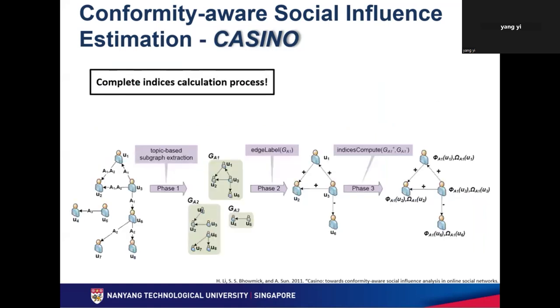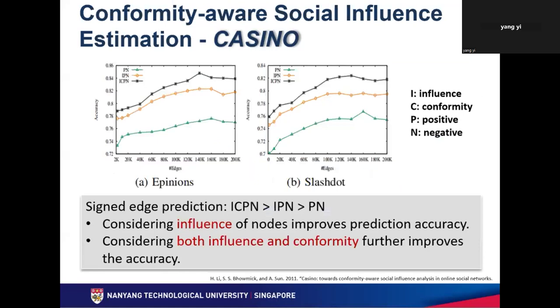Putting all that together, we show the whole procedure for the computation. Given a large network, the network may contain different topics. On the left-hand side, A1, A2, A3 mean different topics. For different topics, we can extract topic-aware subgraphs. For each topic, we have a subgraph, and we can label the edges as positive or negative. Following the positive and negative labels, we can calculate both functions iteratively based on the previous slides. So given all the functions, we can quantify a pair of values for each node within a social network.